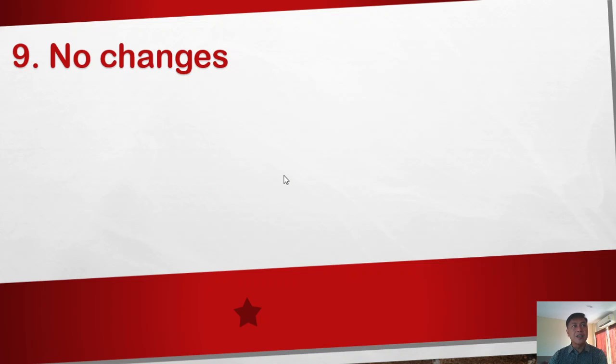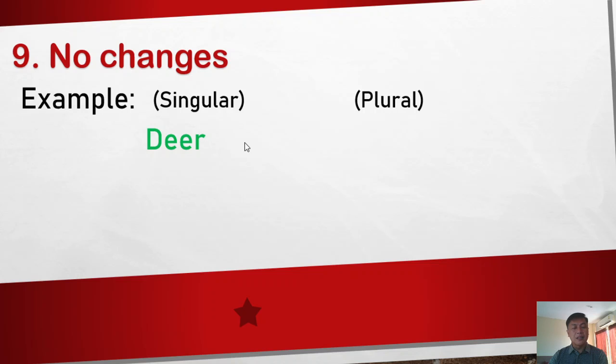Number 9 is no changes. There are words that you do not need to change. For example, there. The plural form is still there. One there, two there. Still the same. If you are confused whether a word needs to change or not, you can simply browse the internet.